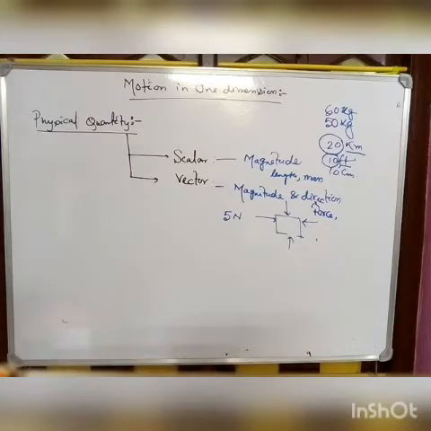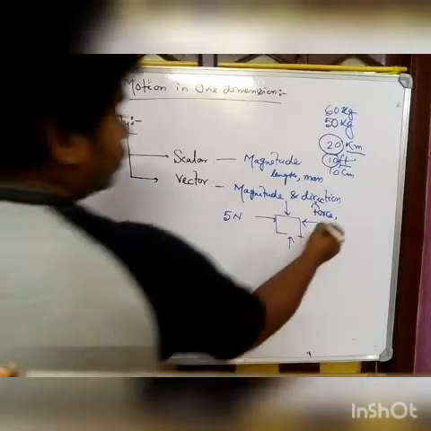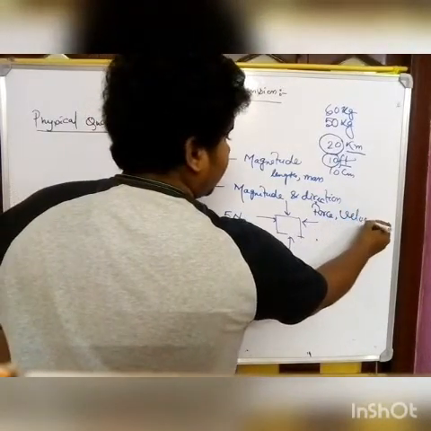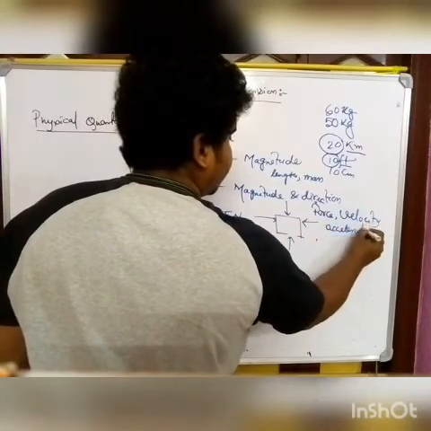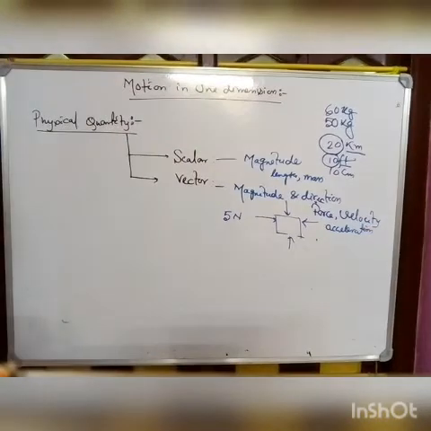Not only force, we can say velocity, and we can say acceleration. These are the quantities which need a direction to express them. So here we have learned there are two kinds of physical quantity. One is scalar, another one is vector. Scalar needs only magnitude to express the quantity. Vector needs both magnitude and direction to express it.